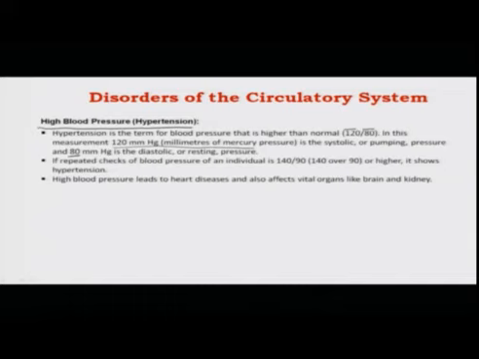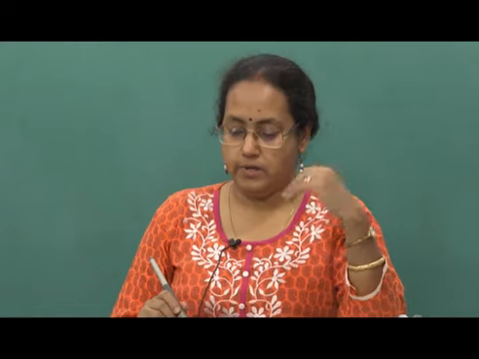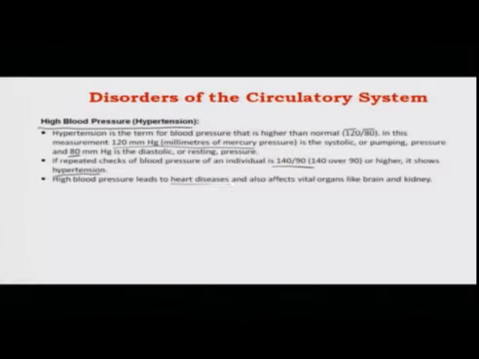So, if there is consistently blood pressure higher than 120 by 80, about a value of 140 by 90, then that person is reported to have hypertension. So, what is the problem? Because of this increased blood pressure, it can lead to a lot of diseases such as heart disease and also affect the function of organs like the brain and the kidney.